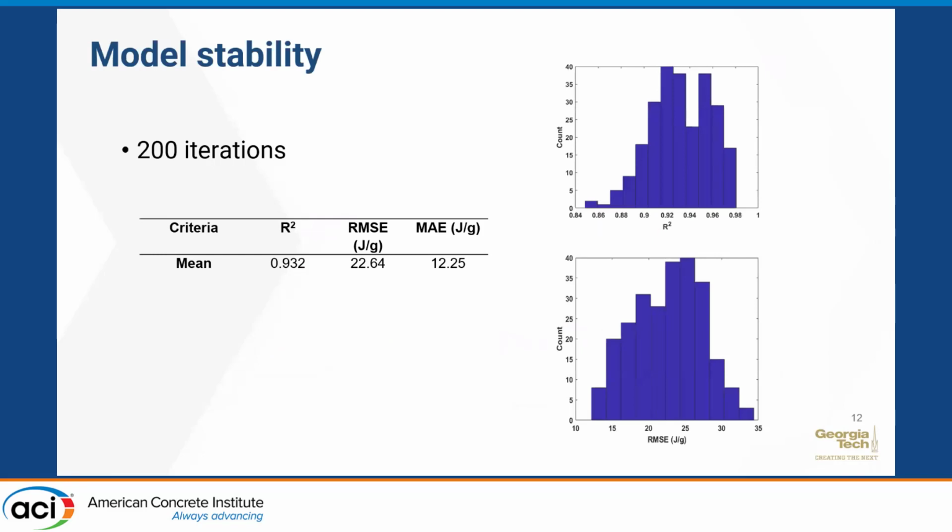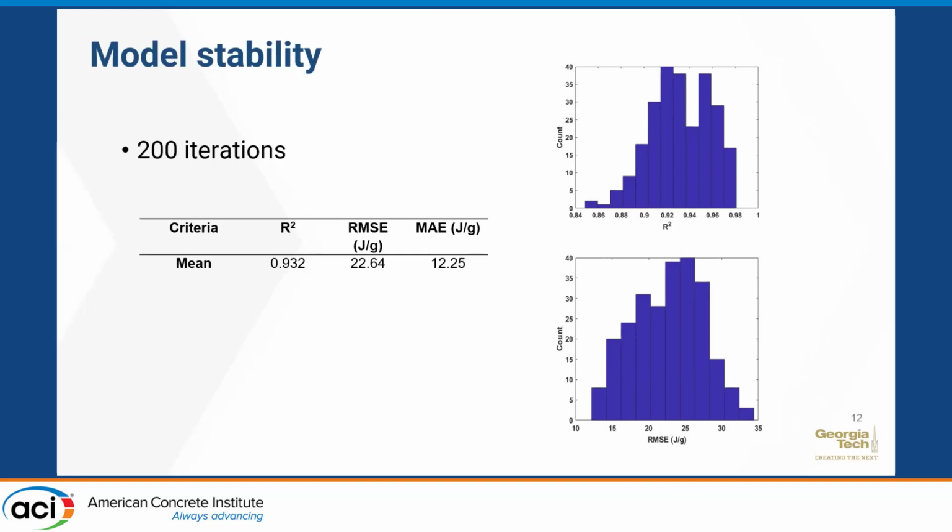Now, in order to assess the stability of the prediction model, I have performed 200 iterations. I have trained the model using 200 iterations, and I was able to obtain mean values for the model assessment measures. So here the measures I was interested in are R squared, root mean square error, and the mean absolute error. And we can see that for the 200 iterations, my average R squared value was, for example, 93%, which is pretty good.